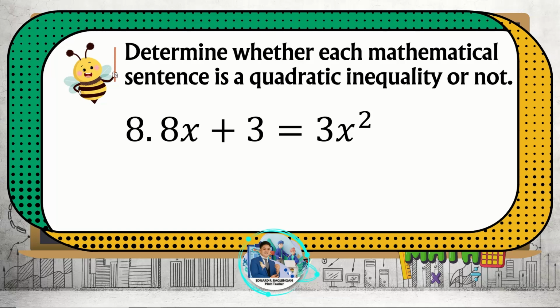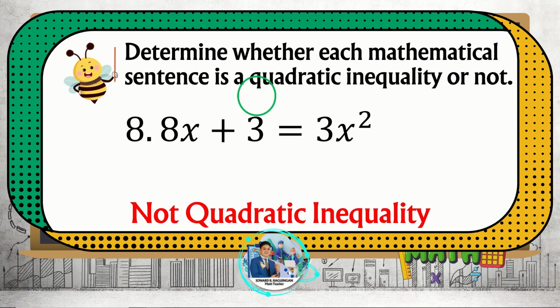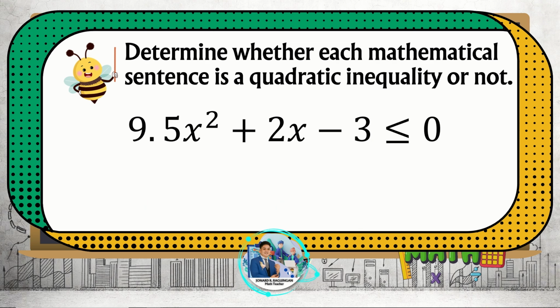Number 8. 8x plus 3 is equal to 3x squared. This is not a quadratic inequality because the presence of the equal symbol makes it an equation, not an inequality.